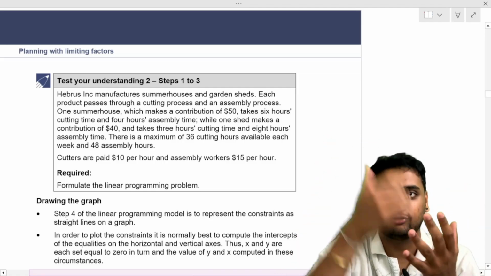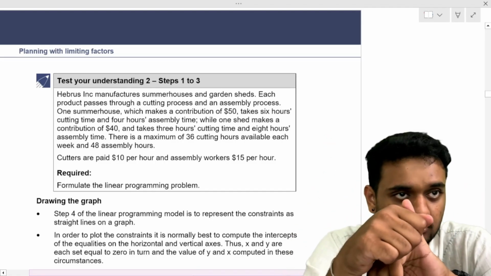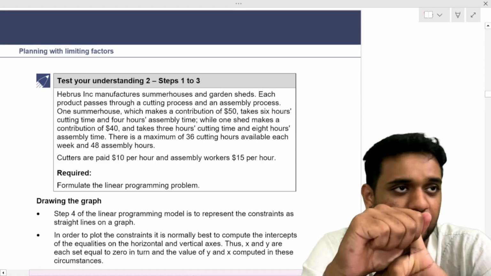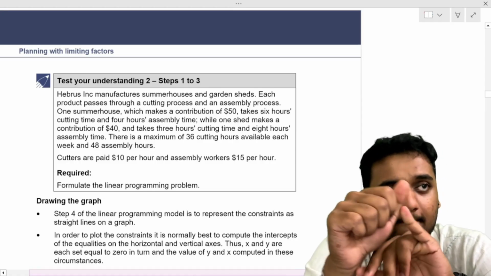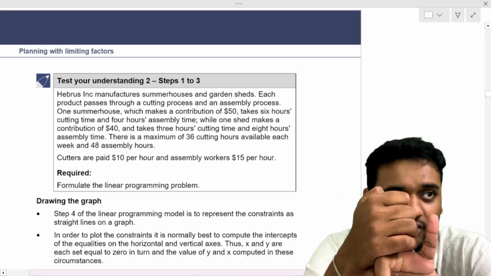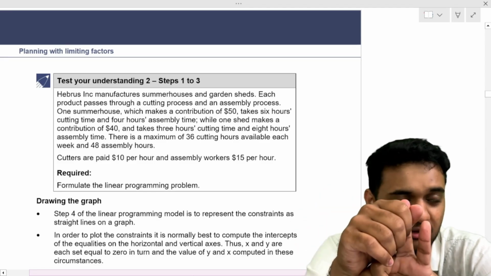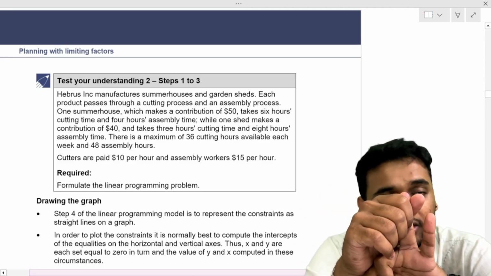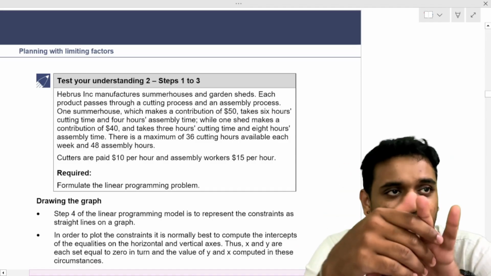So, what is the process of doing the question? We will find the maximum contribution. Based on the constraints, the limiting factors, we will find the equations. The equation is the limiting factor.